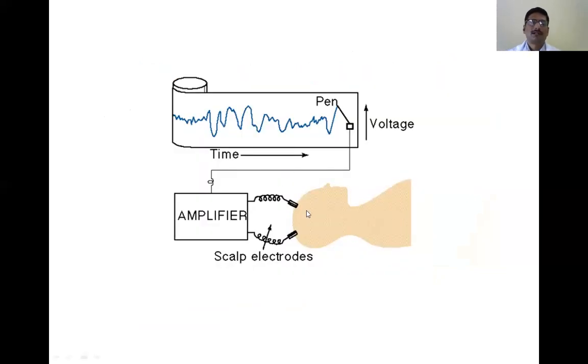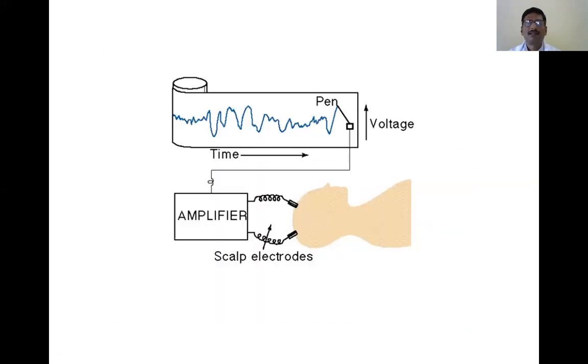So a set of electrodes are placed over 2 points on the skull, and the potential difference between these 2 points is fed to the amplifier, where those small potentials are amplified many times, and then conducted to a recording device, where it is recorded over a moving paper by a pen recorder. So we will get these waves.